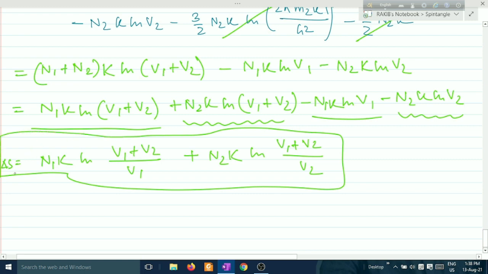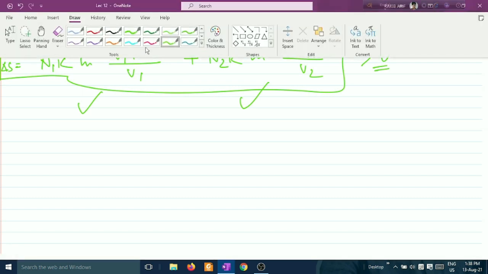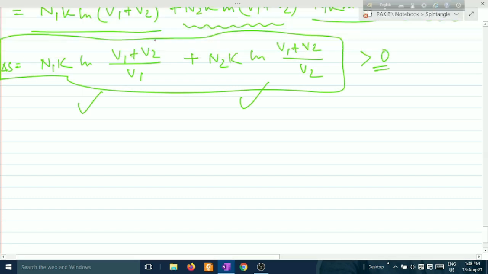This means that this is greater than 0. You can see this is not equal to 0. These terms are not 0, that means this term will be greater than 0. Now let me write it in a more simplified format.